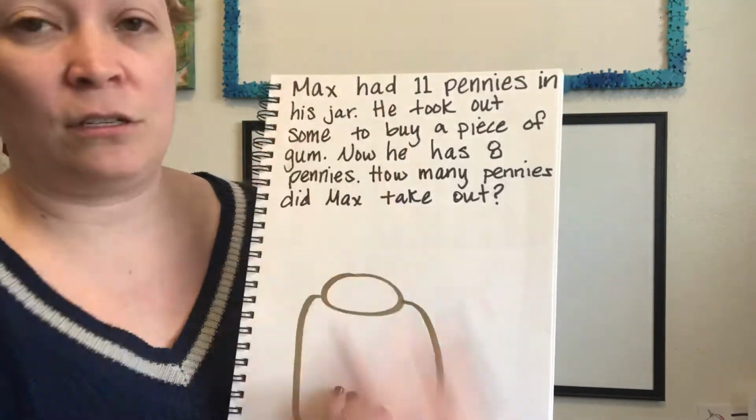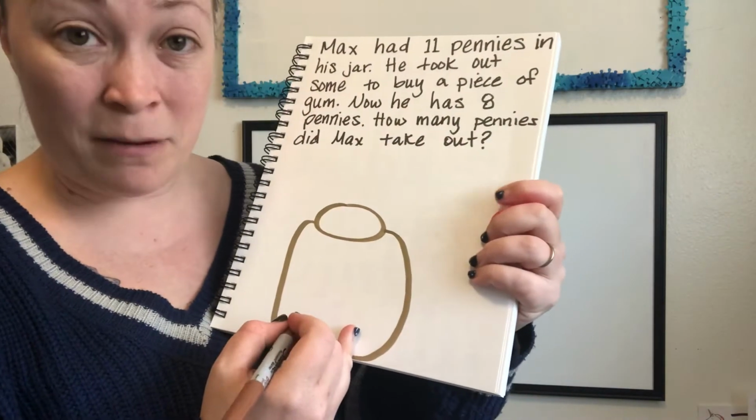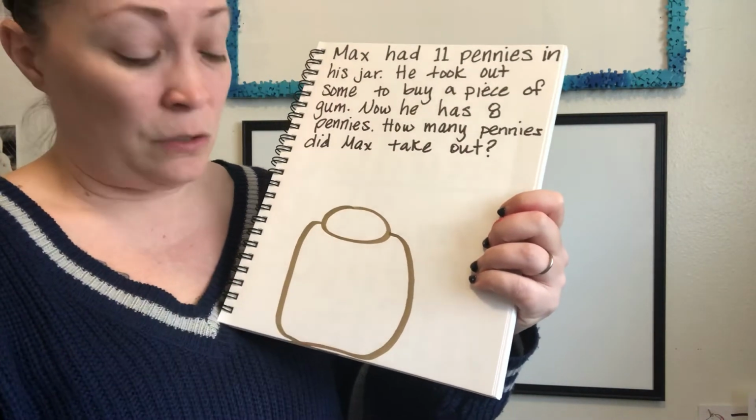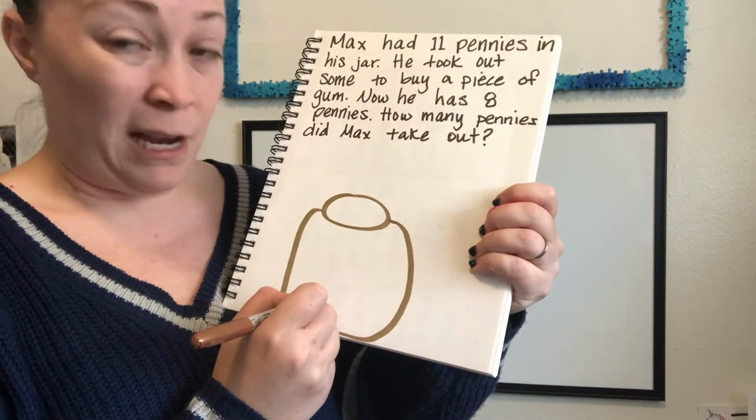Now sometimes I like to just stop there and get started. So I know the first piece of information, he's got 11 pennies. That's a lot of pennies. So I'm just going to draw some little circles just to make it easier. And I'm going to count while I draw.